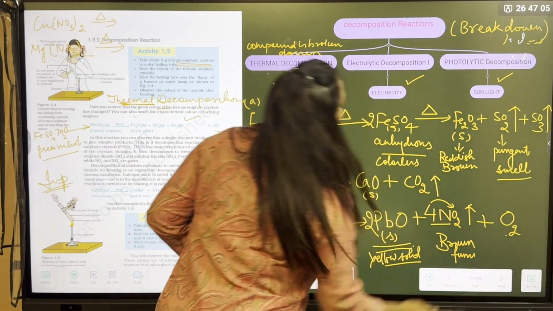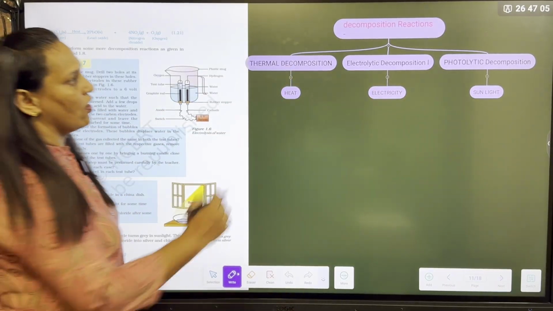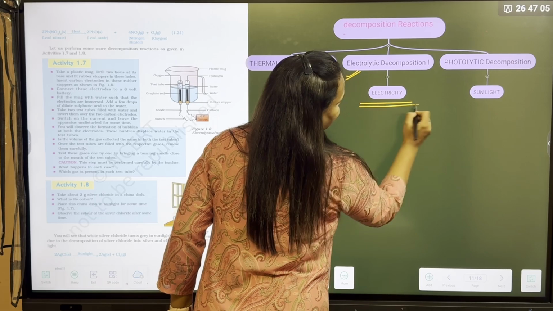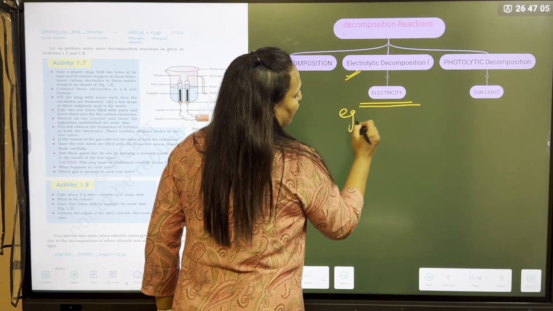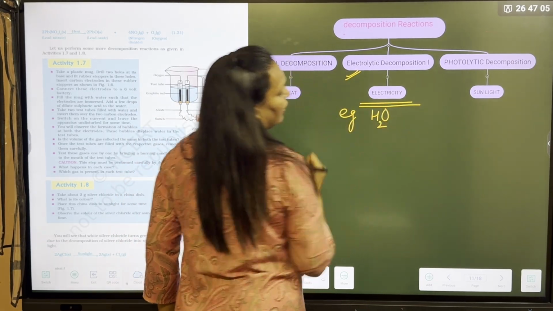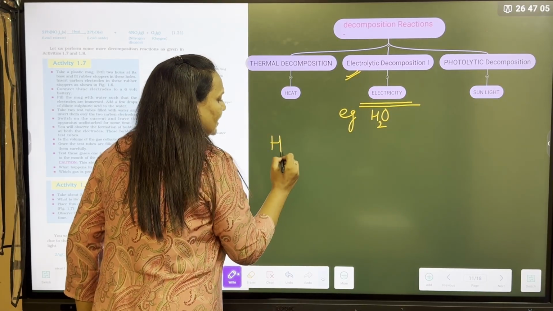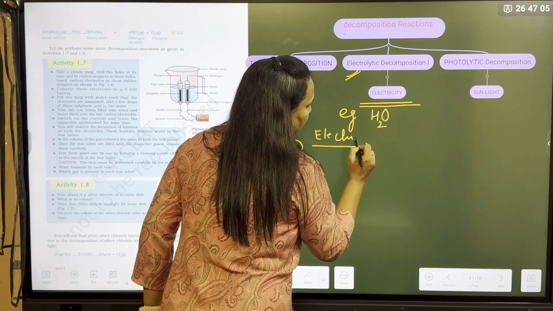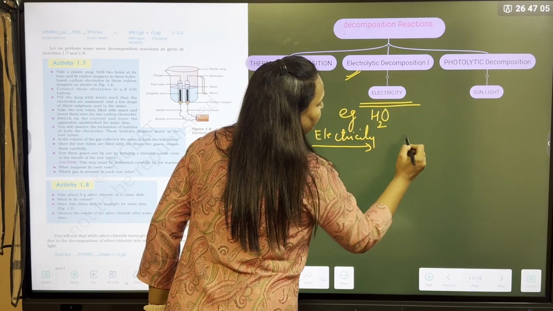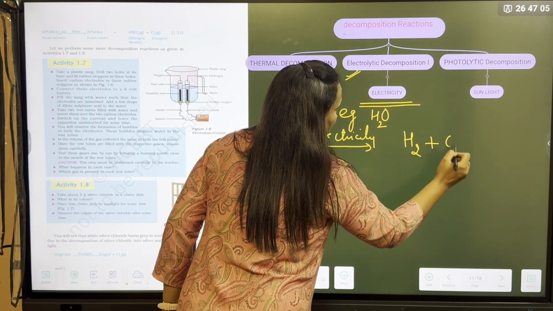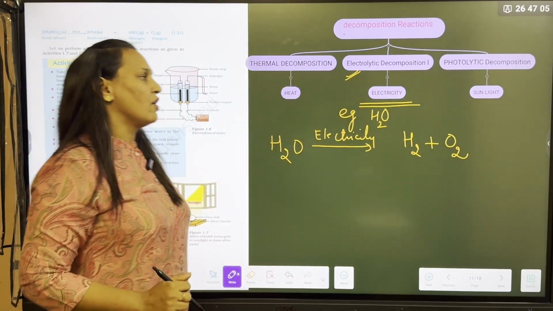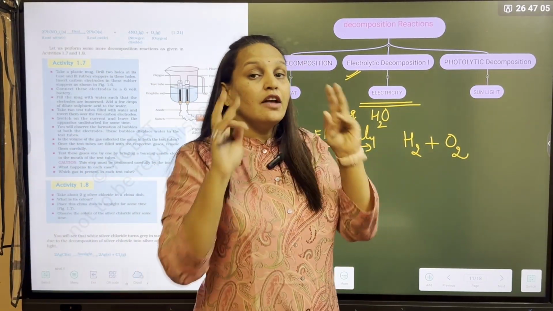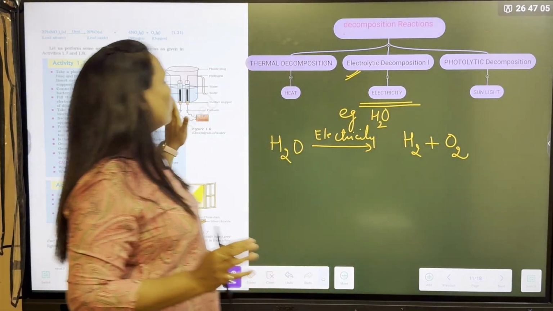The second type of decomposition is electrolytic decomposition, where a compound is broken down with electricity. So what is the example? Water. When electricity is passed through water, it will break down into hydrogen and oxygen. It is called electrolytic decomposition. When you break down any compound with electricity, we have two electrodes, cathode and anode.